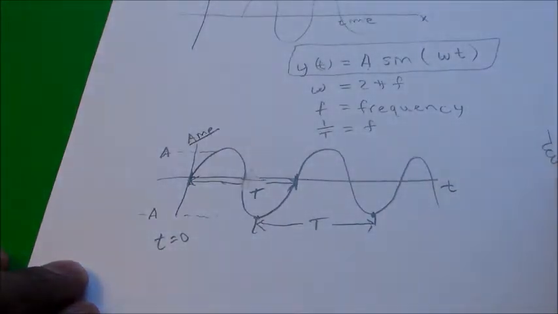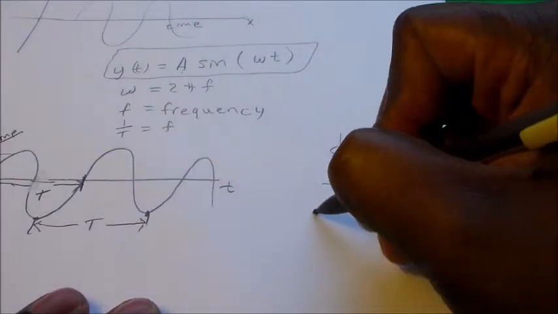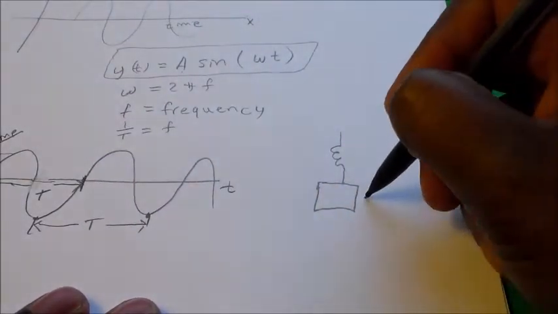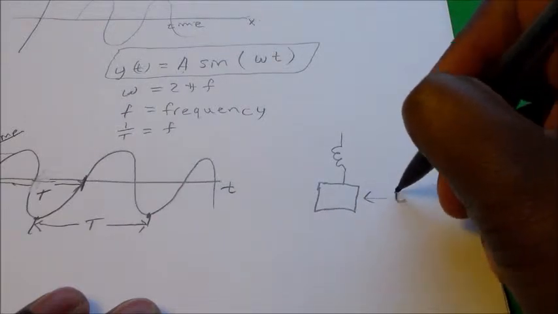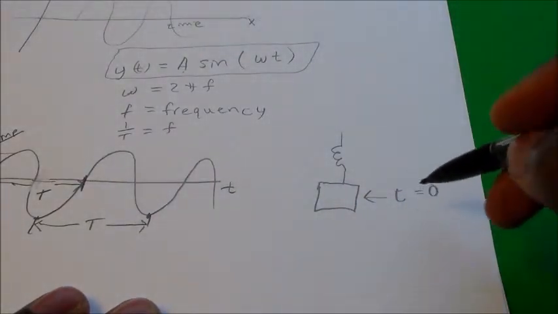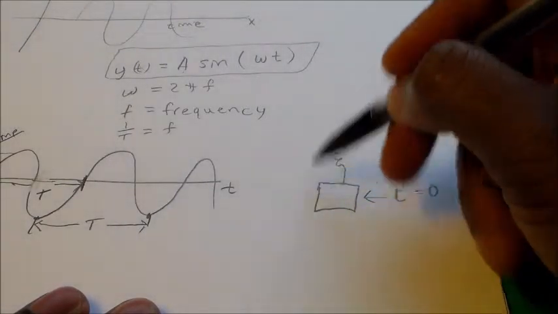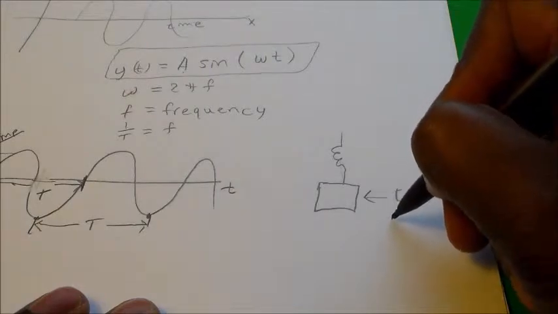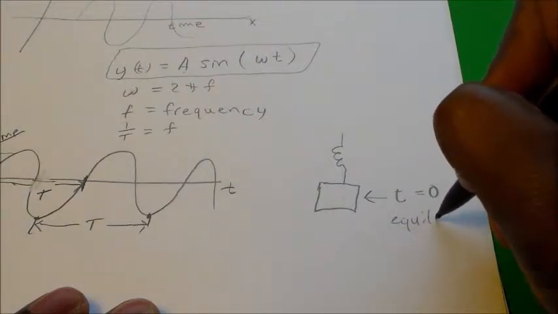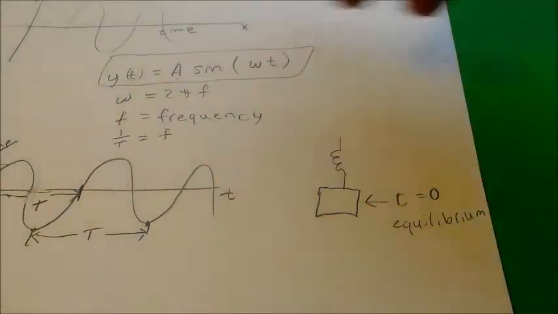So if we have that spring that we were talking about, and let's say we had a timer in our hands, at the time at which we start the timer, which is t equals 0, the spring and the masses, this entire system, will be at equilibrium. Okay, so that's what this is saying here.